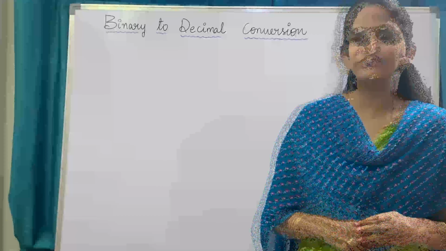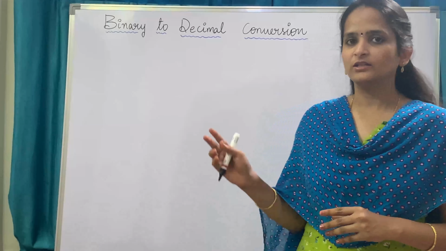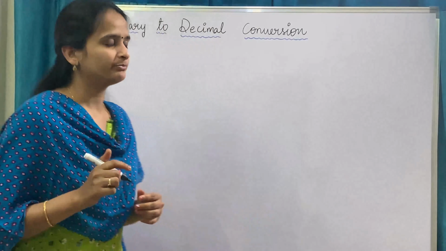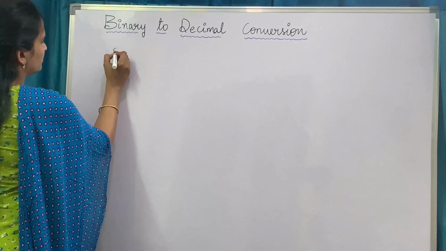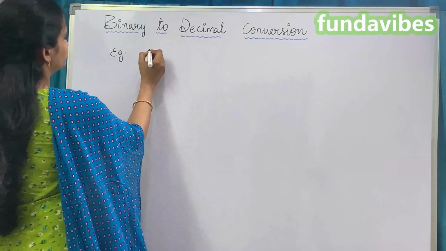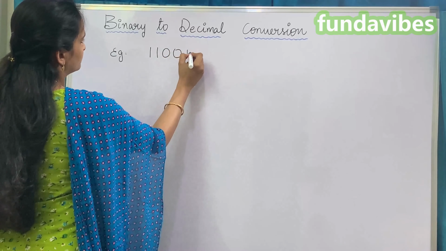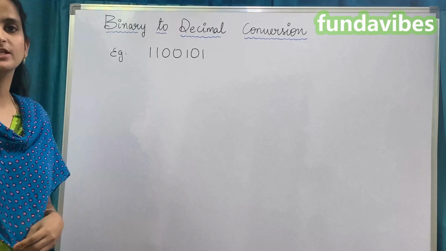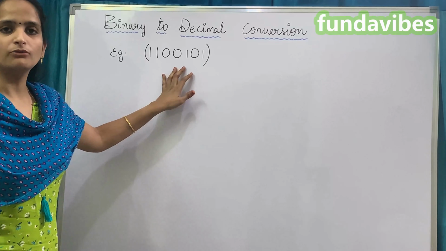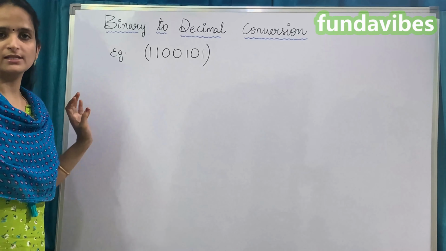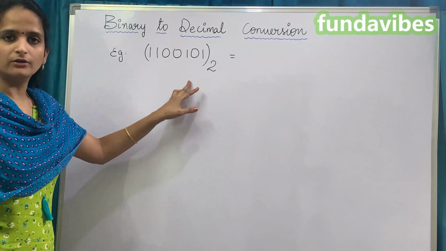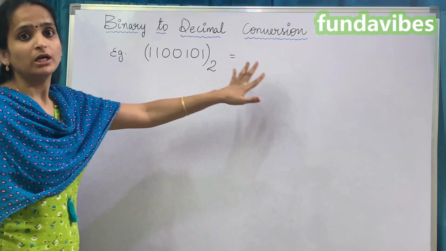Hello everyone. In this video, I am going to discuss the concept of how to convert a binary number to a decimal number. So let us consider an example. This is just an example, and as this number consists of only zeros and ones, it is called a binary number. And now we have to convert the given binary number to a decimal number.